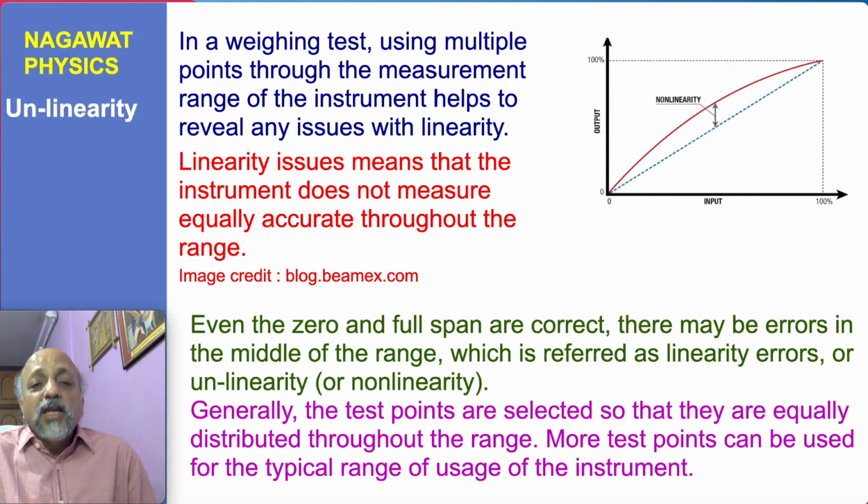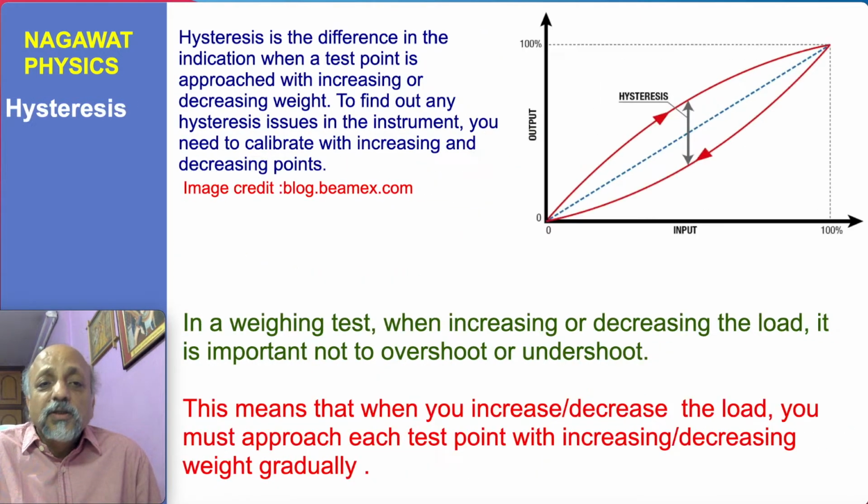This is called linearity issue or non-linearity of measurement. So even if the zero and full span are corrected, there may be errors in the middle of the range, which is referred to as linearity errors or non-linearity. Generally, the test points are selected so that they are equally distributed throughout the range and we can minimize the non-linearity. No test point can be used for the typical range of usage of the instrument, but it is an important issue. And a similar issue is that of hysteresis.